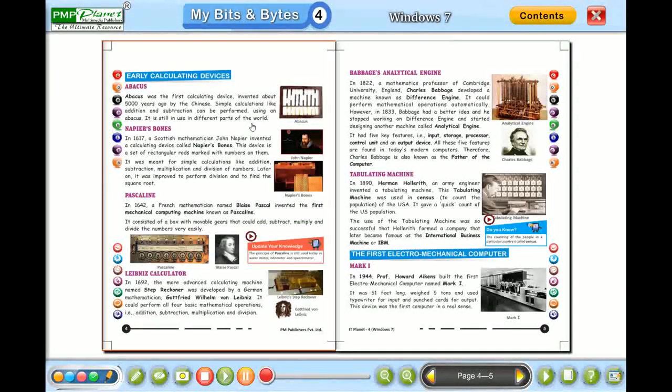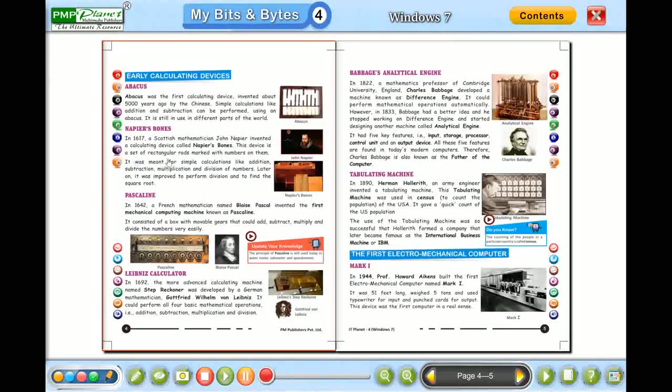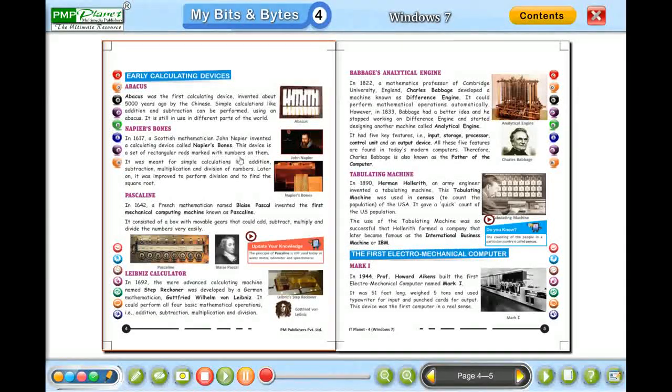Next is Napier bones. In 1617, a Scottish mathematician John Napier invented a calculating device called Napier bones. The device is a set of rectangular rods marked with numbers on them. It was meant for simple calculations like addition, subtraction, multiplication and division of numbers. Later on, it was improved to perform division and to find the square root also.